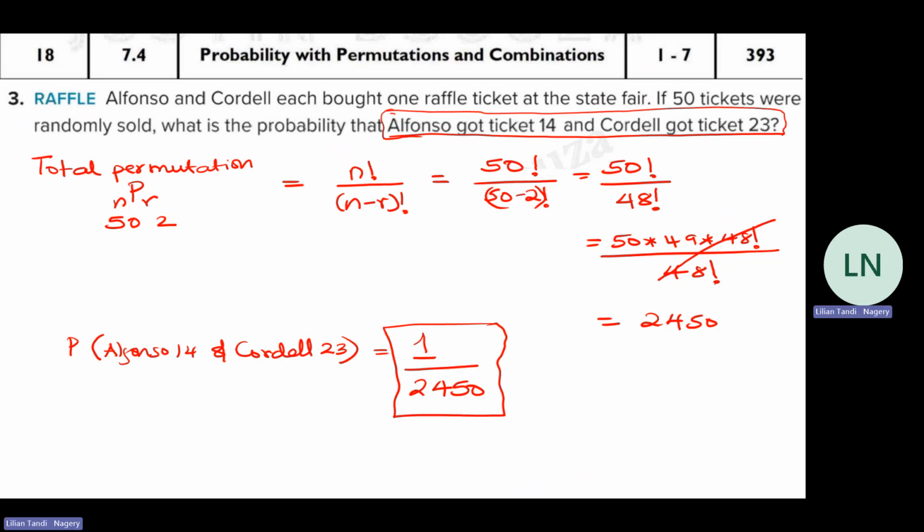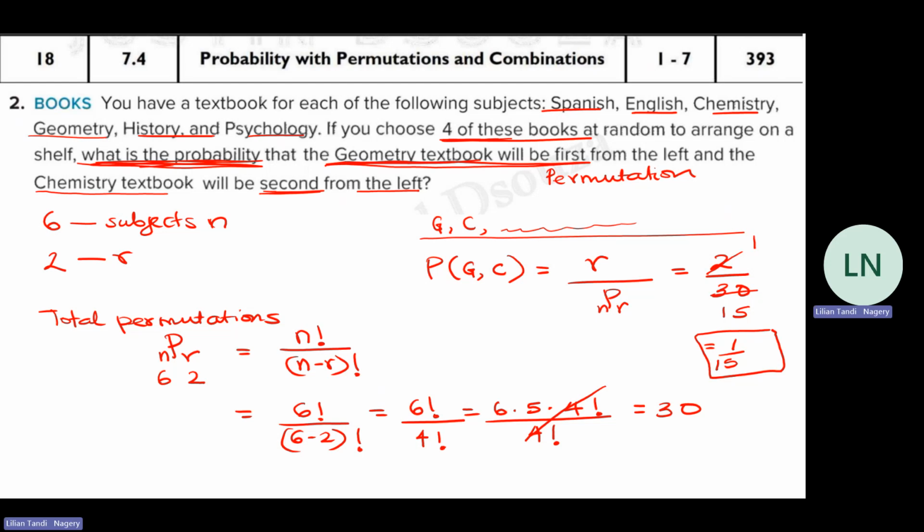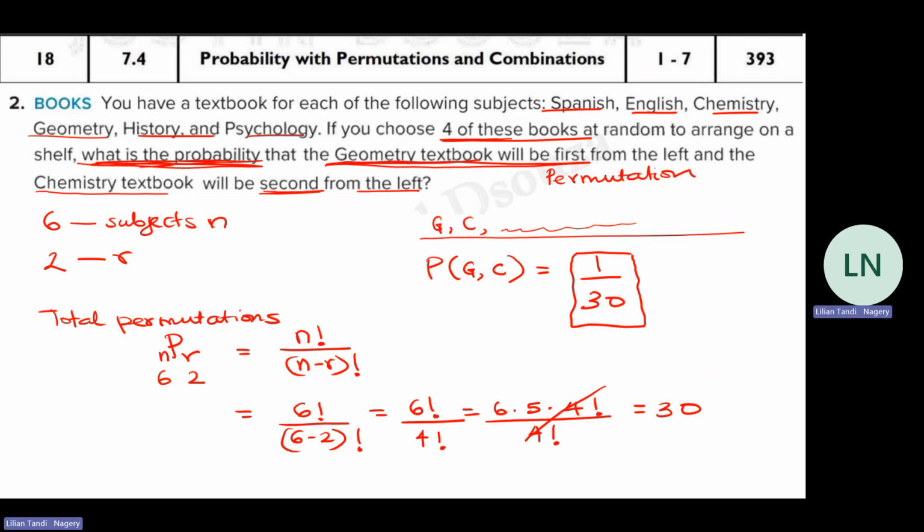Okay? I want to check this one. Why did I do this? You can only arrange geometry and chemistry together. Yes, you can only arrange it one time. You cannot arrange it as chemistry and then geometry. It has to be geometry and then chemistry. So it cannot be chemistry, geometry; it has to be geometry, chemistry. So this one can only happen one time. So this will be 1 out of 30. And you box your answer. Okay. There you go. All right. Let's move on.